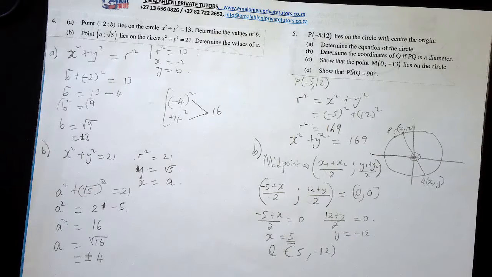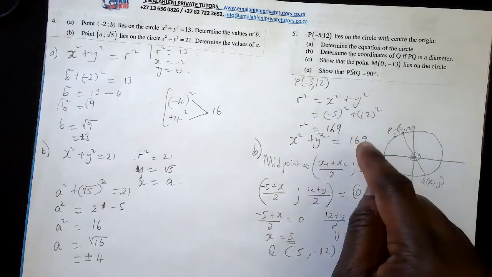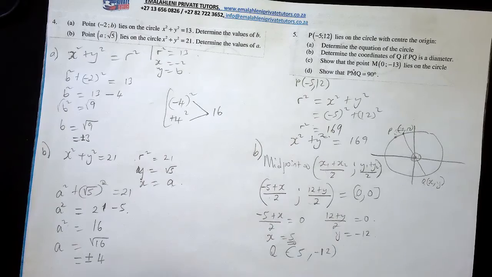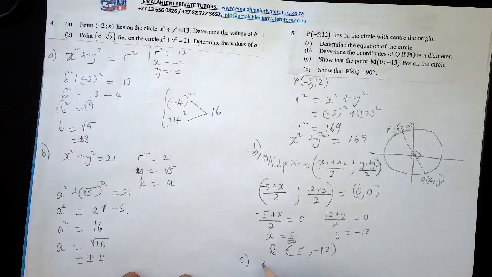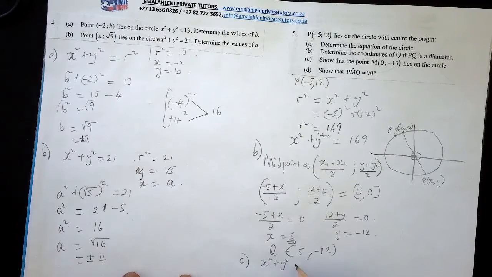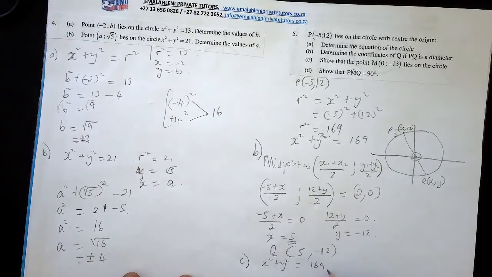Now, they're going to say, show that the point M(0, -13) lies on the circle. How would you tell that a point lies on the circle? It means that if you substitute in the equation, it must give you 169. We know that X squared plus Y squared is going to give us 169 on that equation.